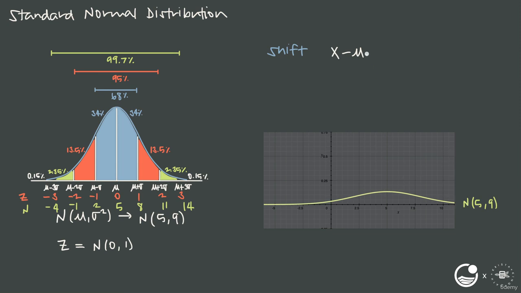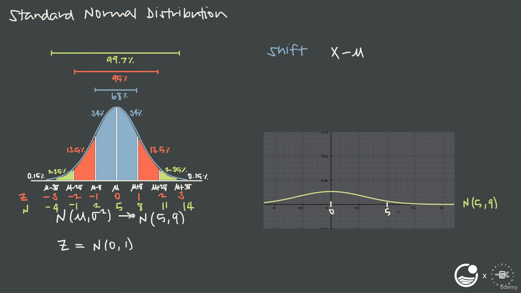Now, if we apply a shift by subtracting out the mean from every data point in our data set that's making this distribution, it's going to move every data point to the left by 5 units. The mean is 5. So when we subtract out the mean, the graph will shift and the curve moves over to the left. And now we have a distribution that is centered at 0, that has a mean of 0. So we moved the mean from 5 here to 0 here by applying this shift to all of the data points in our data set.